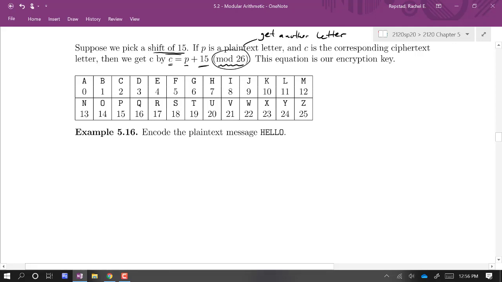So let's say we're going to encode the plain text message hello. Here are just these values that we need.